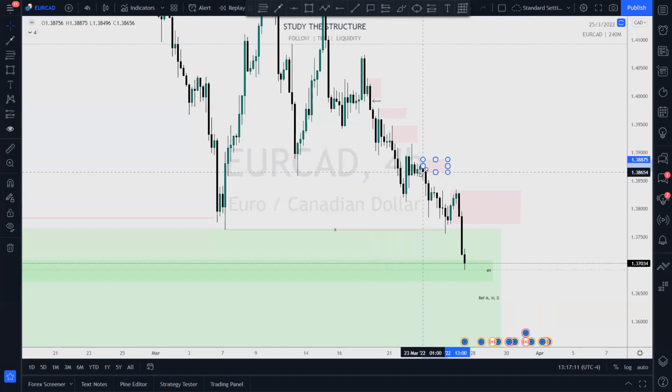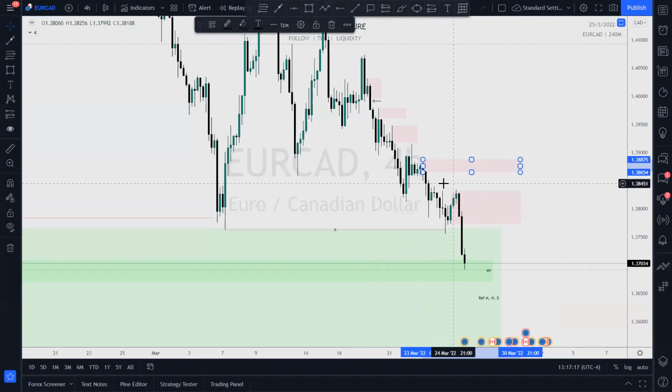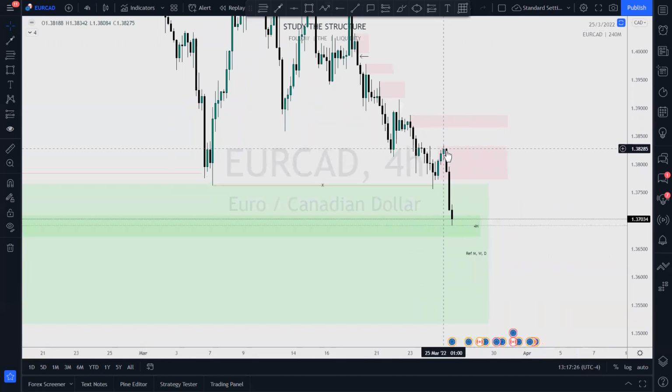So this area, a refined zone here, might see something like this after it takes liquidity and comes up in here. That wouldn't be a bad move, but I'm looking at the most recent here, and if we continue past this demand zone here, if we break past this demand zone, why doesn't it pick up?